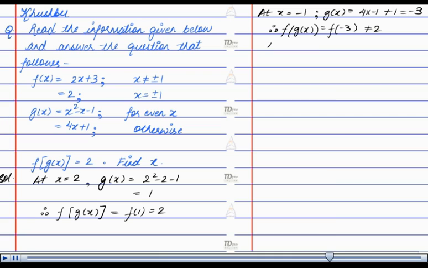Similarly, at x = 1, g(x) becomes 5 and f(g(x)) again is not equal to 2. So, the value of x is equal to 2. This is the required solution. Thank you.